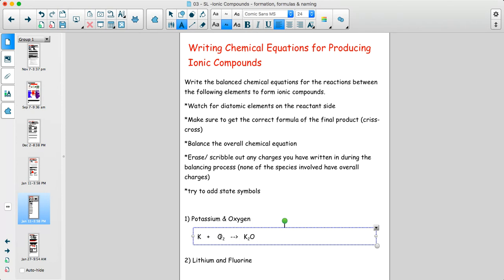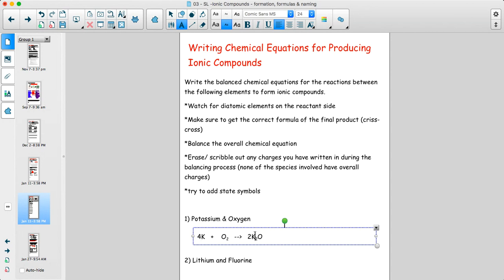I can already see that I've got 2 O's here and only 1 over here. I've got 1 K here and 2 over here. So I'm going to start by putting a 2 there. 2 oxygens, so I need 2 oxygens on the right-hand side. So I am allowed to add coefficients. Now I have 2 oxygens on both sides of the chemical equation, but now I have 4 potassiums here, so I'm going to add a 4 there. So the way I'm allowed to balance the chemical equation is by adding the large coefficients, not changing the subscripts. So now I've balanced the overall chemical equation.